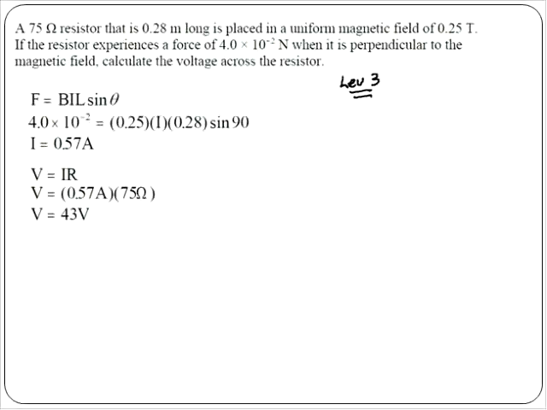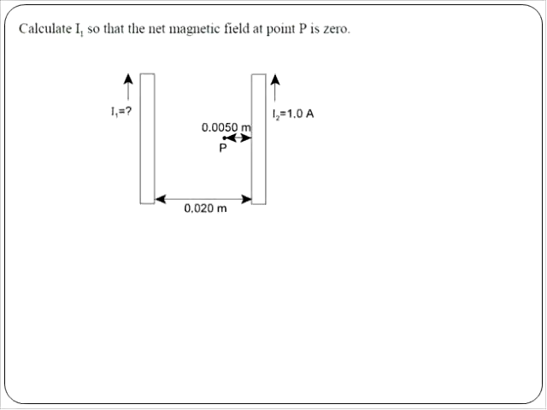All right, next one. This time we need to calculate I1 so that the net magnetic field is 0. Net magnetic field right there at point P, 0. That means that the two fields have to be equal in magnitude but opposite in direction. So in other words, field 1 has to equal field 2. Now we're given enough information to find field 2 because B2 equals mu I over 2 pi r.